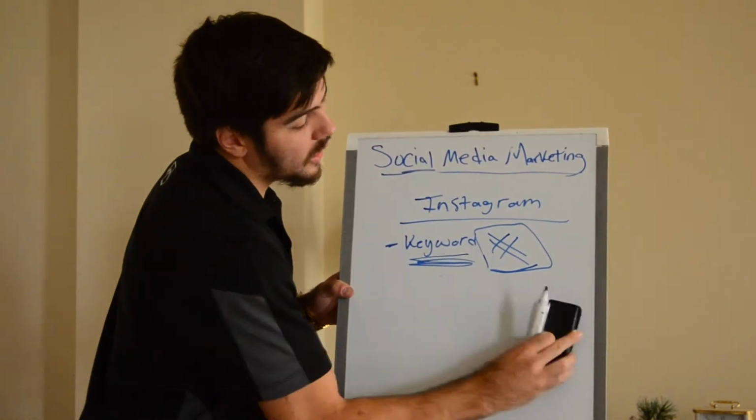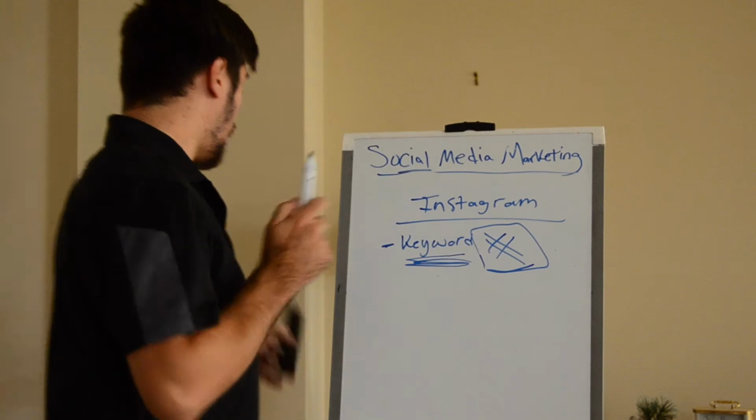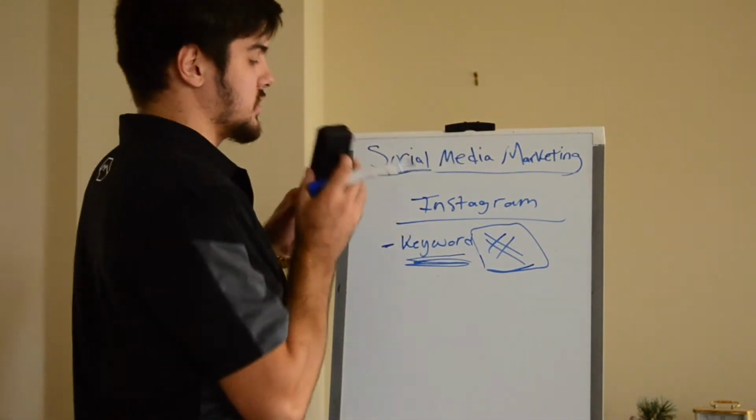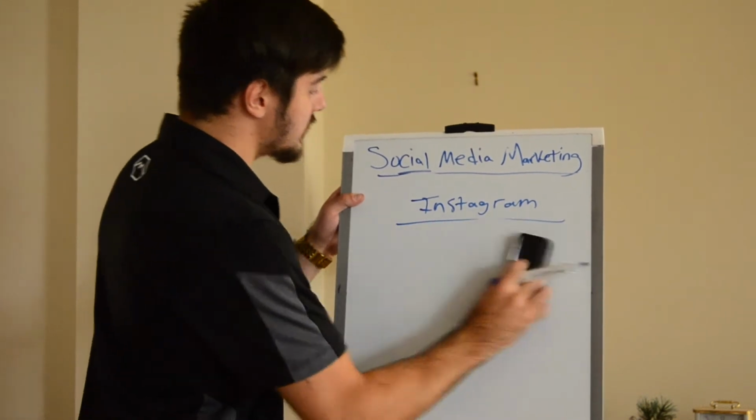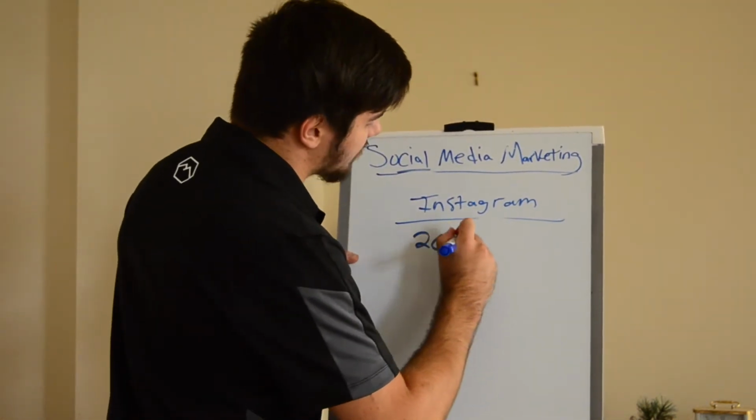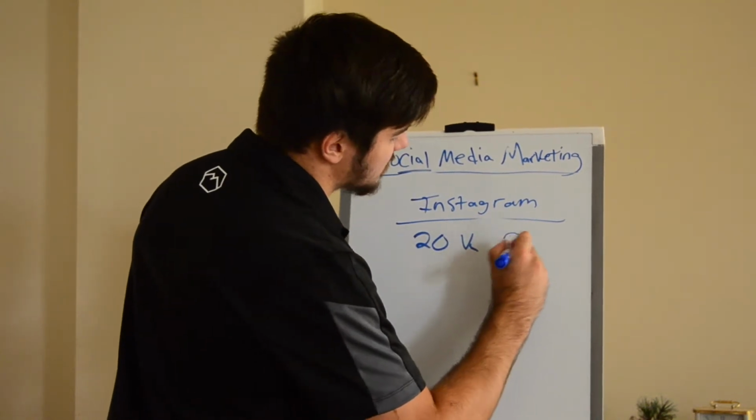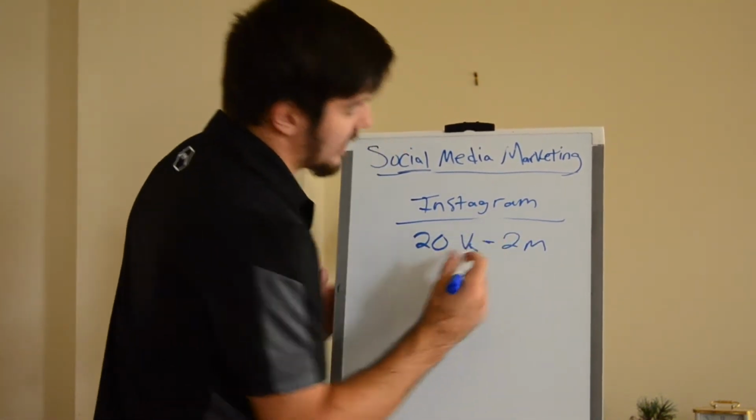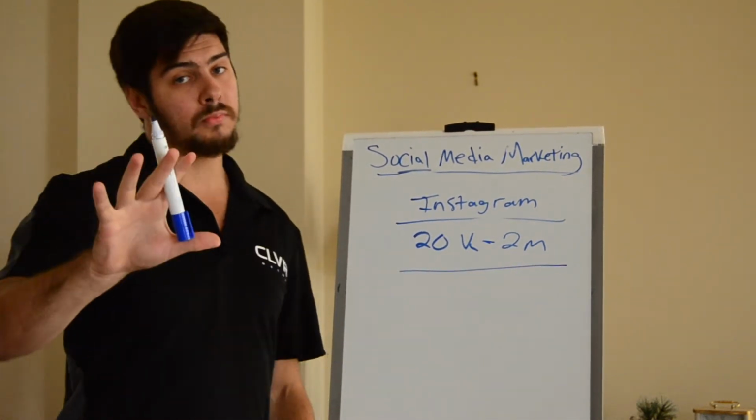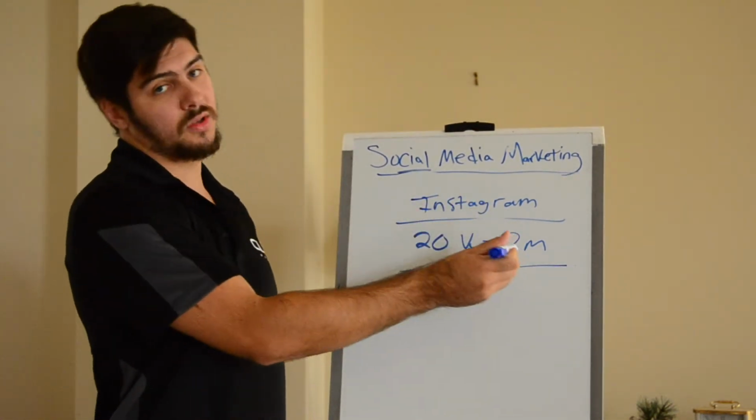But there's another way to use these groups. What you want to be doing on top of these groups is going in and finding your top 5 competitors. All right? So let me just erase this keyword thing too. So top 5 competitors in your niche. They have to have within 20K to, let's say, 2 million followers, right? That's the range you want them to be in. So now we find our top 5 competitors who have 20,000 to 2 million followers.